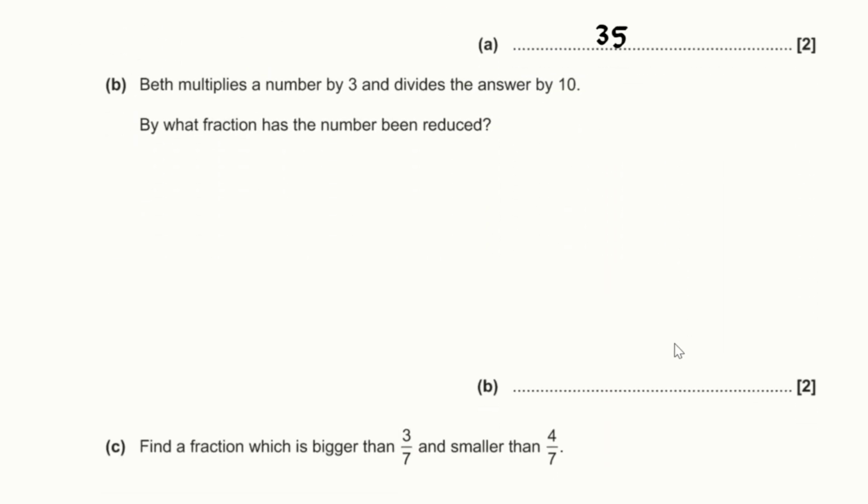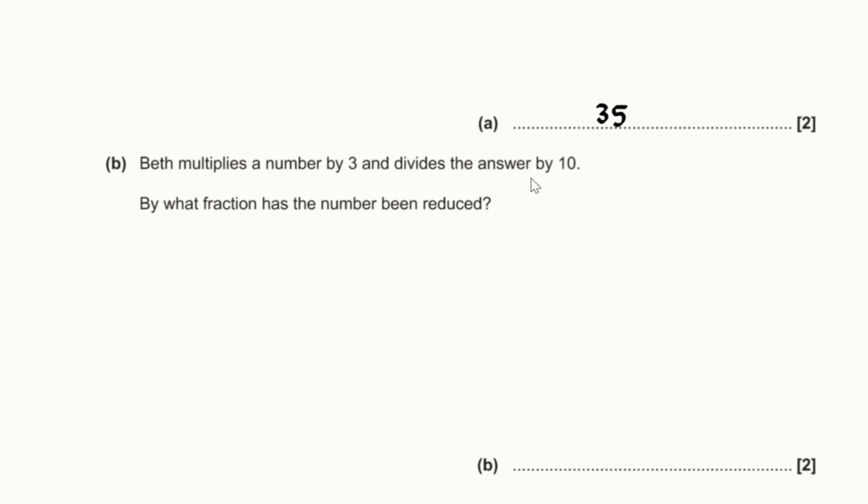And then, for part B, Beth multiplies a number by 3 and then divides the answer by 10. By what fraction has the number been reduced? Well, if I've got my number n, I multiply this by 3 and then I divide this by 10, which leaves me with 3/10 n. Now, if I've got 3/10 n, that means the number has been reduced by 7/10.